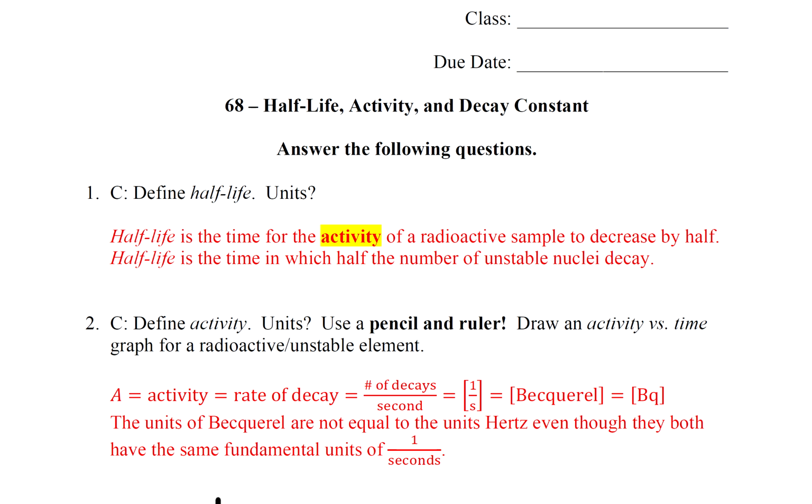Question 6, why do stable nuclei have more neutrons than protons? From Coulomb's law, protons repel protons because they have the same charge. In the nucleus, the neutrons are between the protons and act as a barrier to keep the protons apart from each other in the nucleus of the atom.